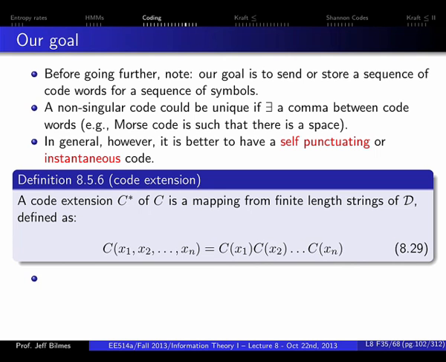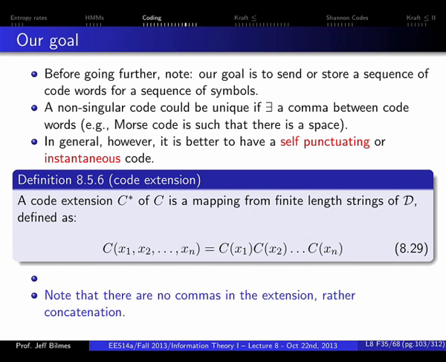So this should really be a star here. Right. So no commas. In other words, we're not putting a comma between each, and we're not extending the set of symbols we're using in the code word. So if C of x1 is 0 and C of x2 is 1, then C of x1, x2 is going to be 0, 1. Just a bit string.